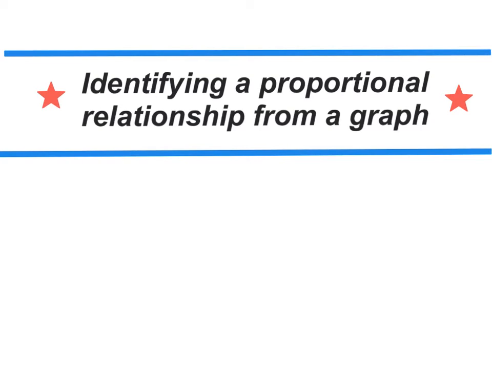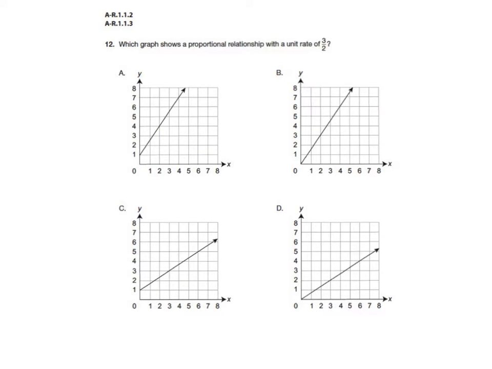Today what we're going to do is identify a proportional relationship from a series of graphs. Now this is an example of a PA Course 7 PSSA type question, where you have four graphs and the question's asking which graph shows a proportional relationship, with the criteria of a unit rate of 3/2.